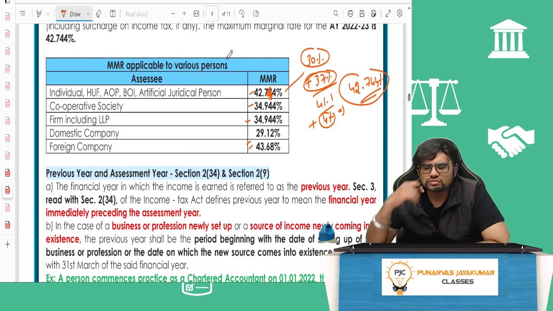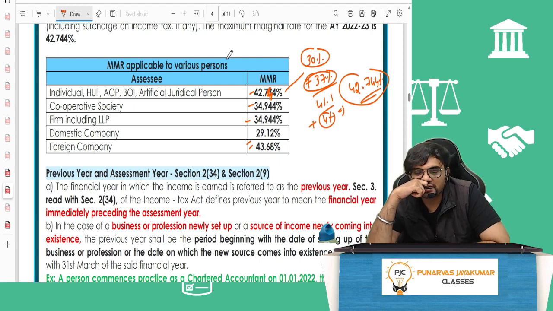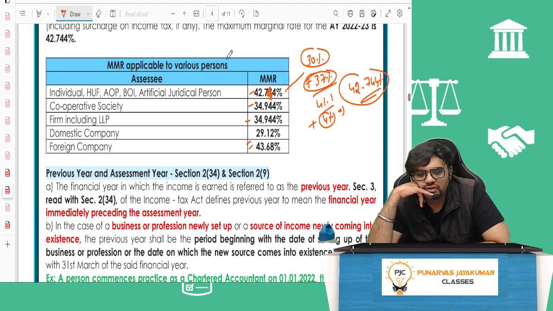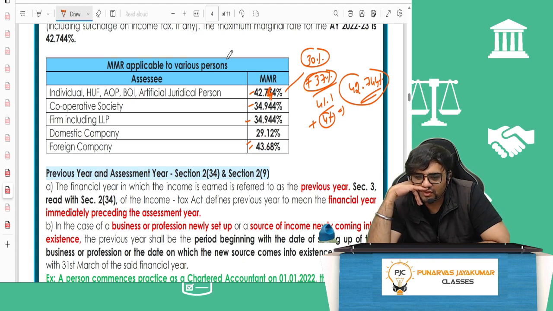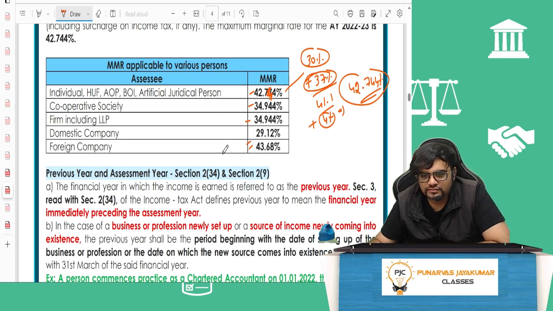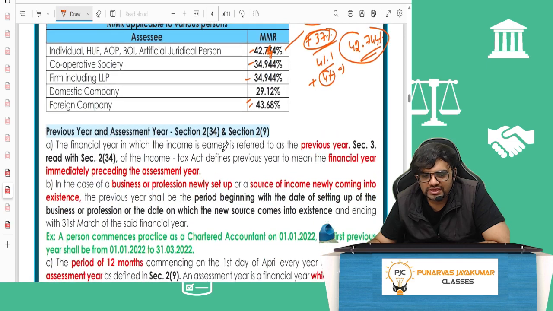42.744. So, like that. Cooperative society and firm is the same. Domestic company is 29.12% because there is a change in the domestic company rates, 25% now. And of course, the foreign company 43.68. So actually, individuals pay almost the same amount as a foreign company. Think about it. Almost crazy. We'll come to the slab rates.